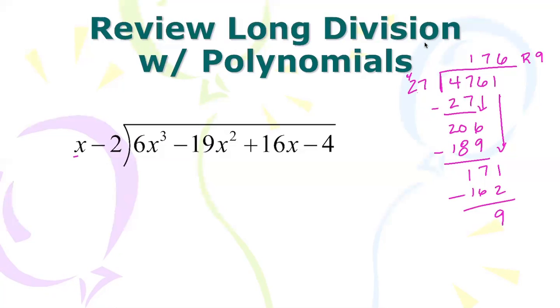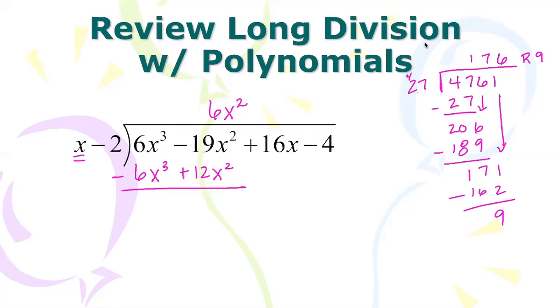But we start with the x, and we say, what are we going to multiply x by to make it a 6x cubed? So we have to multiply by 6x squared. So when we had the 1 times the 27, we put 27. This time, we're going to take 6x squared times x minus 2. And that's going to give me a 6x cubed and a minus 12x squared. So what do we have to do? We have to subtract, just like we did in our long division. So we're going to put minus and then plus, because subtraction is going to switch our signs.